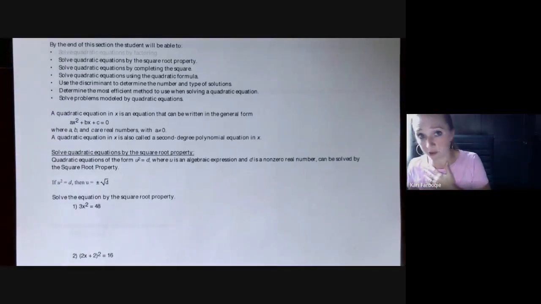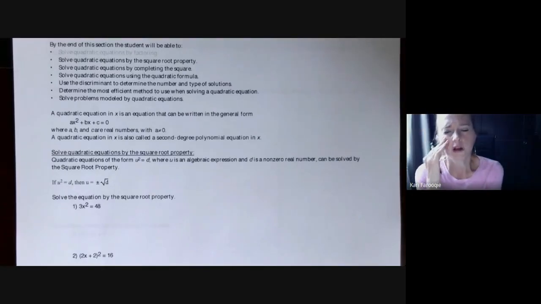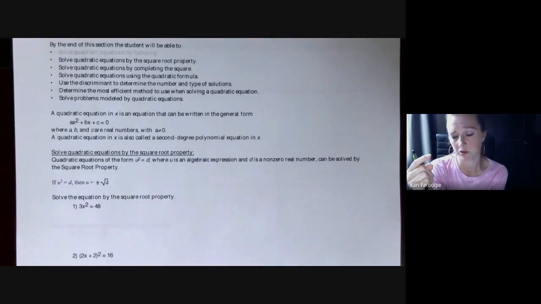We're going to use a couple different methods to solve quadratic equations. Students always want to know, do I have to solve it a certain way? Yes. On your test, I'm going to specifically say, solve a quadratic equation, and I'm going to tell you the method that I want you to use. And then there will be some that I'll just say, solve it using your method of choice.